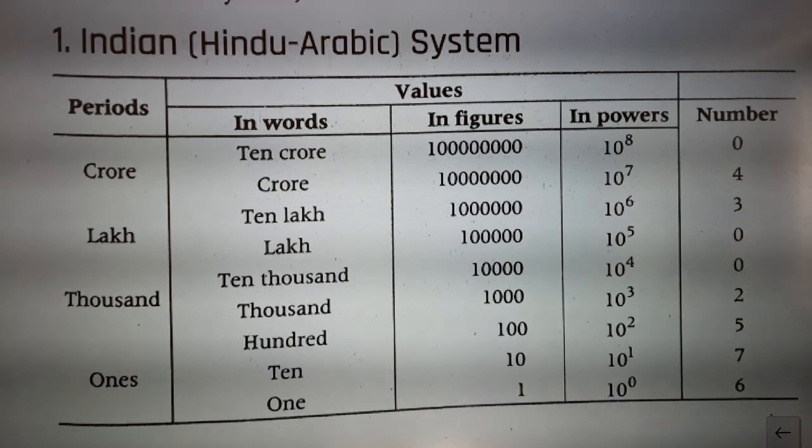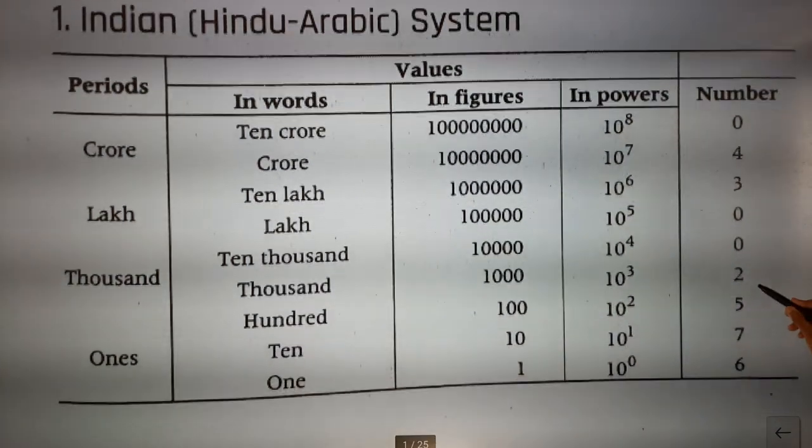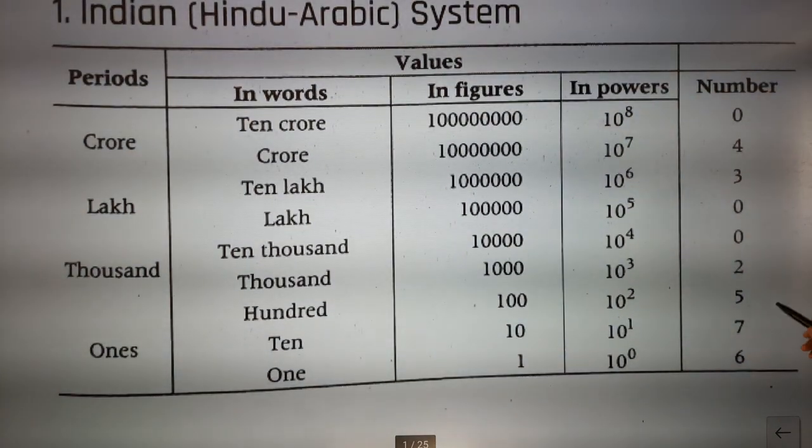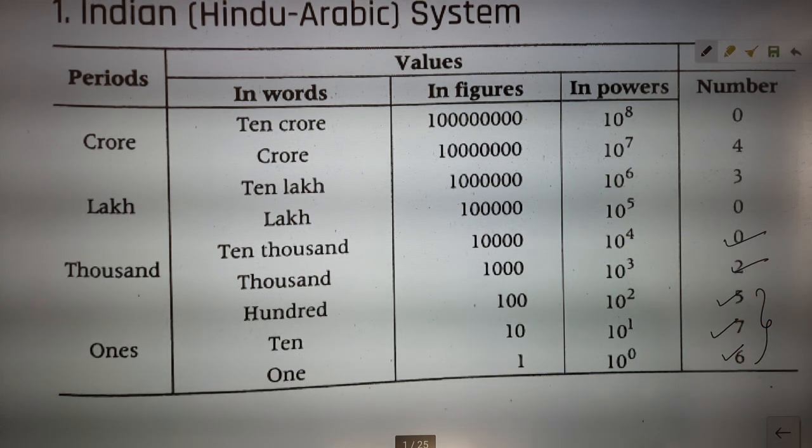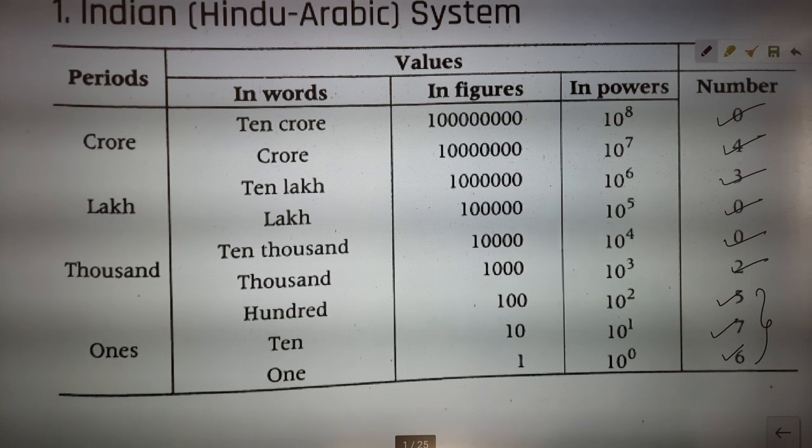The ones period is for 3 digits. This is called ones, tens, hundred. Then it is called thousand, 10,000. Then lakh, 10 lakh. Then crore, 10 crore. So just imagine one number.